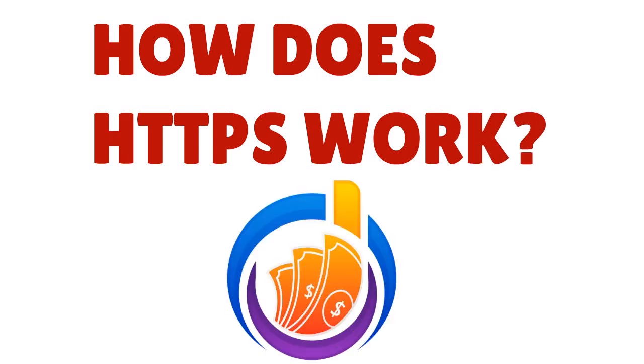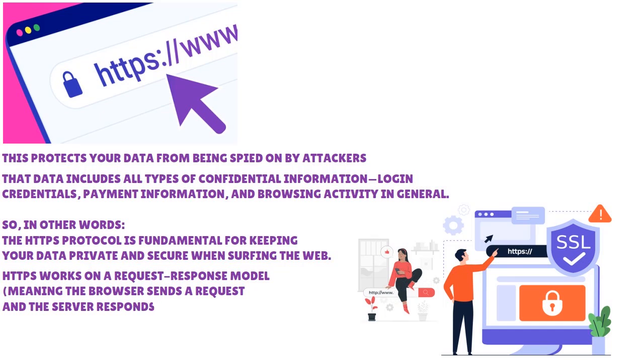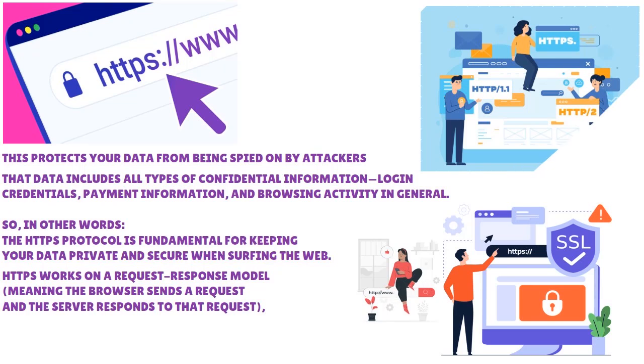So let me talk to you about how HTTPS really works. I've already established the fact that you have safety, you have security. HTTPS works on a request-response model, right? So you have request and then response. That's what I call the double R model. Meaning the browser sends a request and the server responds to that request. So the browser, your Safari, your Google Chrome, your Microsoft Edge, your Mozilla, sends a request and receives a response from the server, just like HTTP.